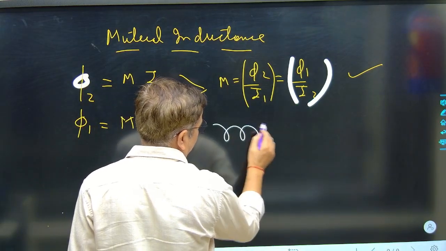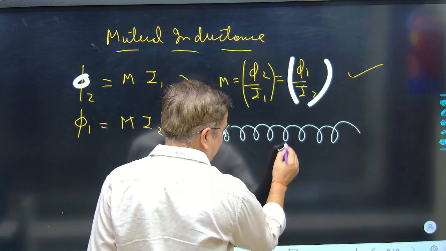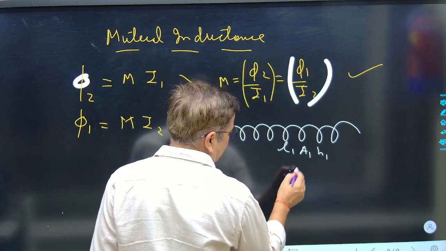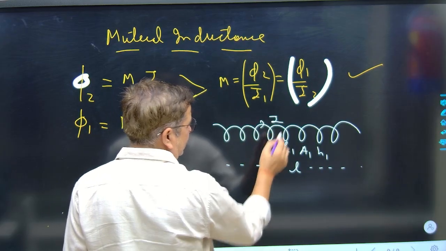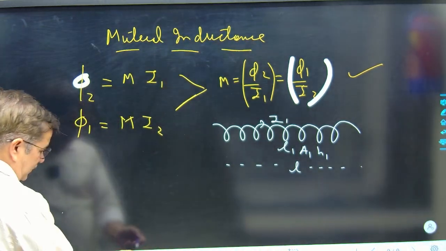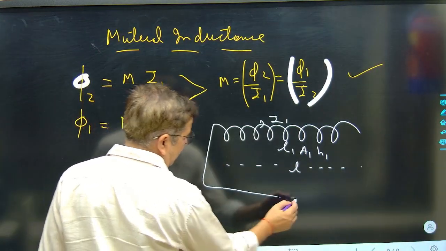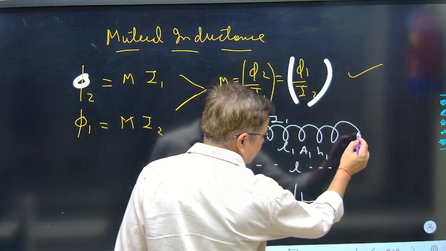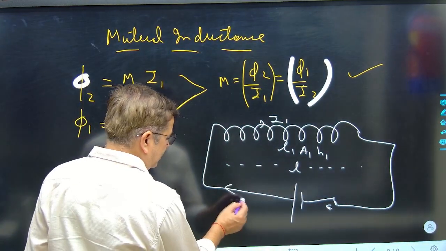Suppose I say this is a solenoid arrangement having length L1, area A1, and number of turns N1. L1 length is like this. I am making the current I1 flow here. This coil is attached to a battery, and there is a switch arrangement here. So the current flowing here was I1.